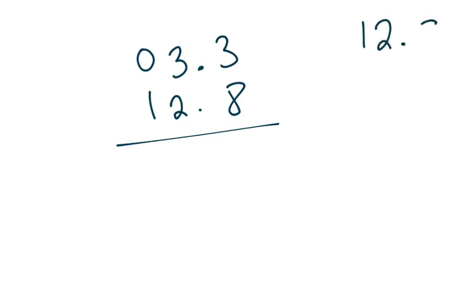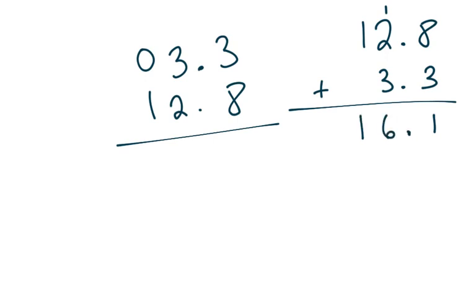So I'm going to put 12.8 on the top, and then I'm going to put 3.3 right here. That just makes more sense to me, but you'll get the same answer regardless. So just going to show you both ways. I'll do my way first with the bigger number on top. 8 plus 3 is 11, so I carry my 1. 3 plus 2 is 5, plus 1 is 6, and then 1, so 16.1. You will get the same sum this way.